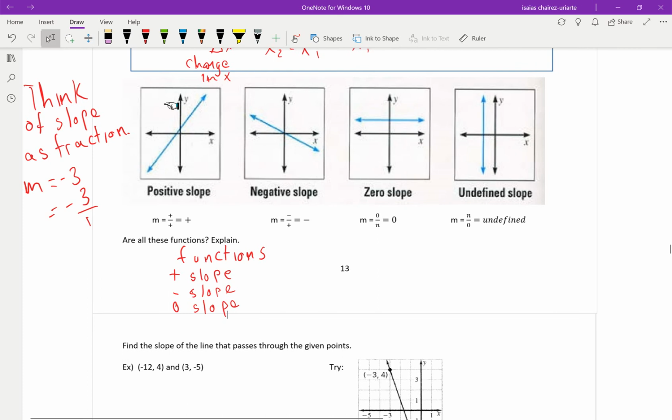This line right here with positive slope passes the vertical line test. If I draw vertical lines through it, the vertical lines will touch in only one point. This line with negative slope also passes the vertical line test. This line with 0 slope passes the vertical line test. The one that doesn't pass the vertical line test is the vertical line. So, not a function. Vertical line or undefined slope.